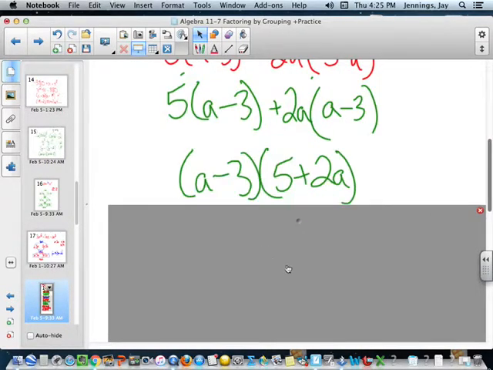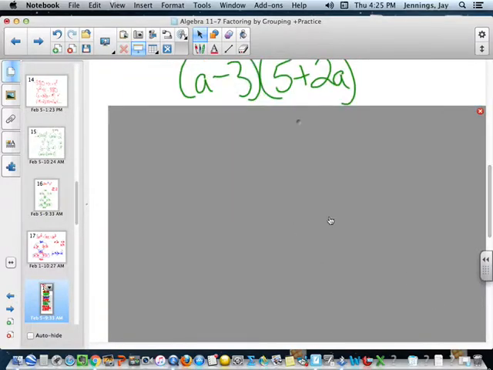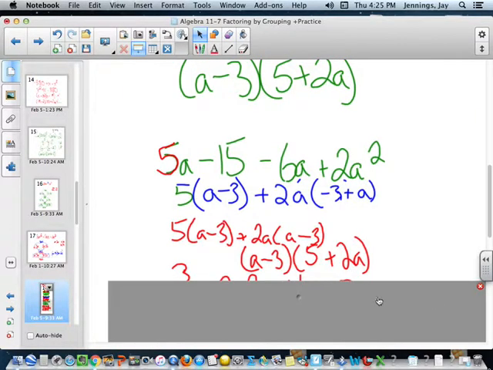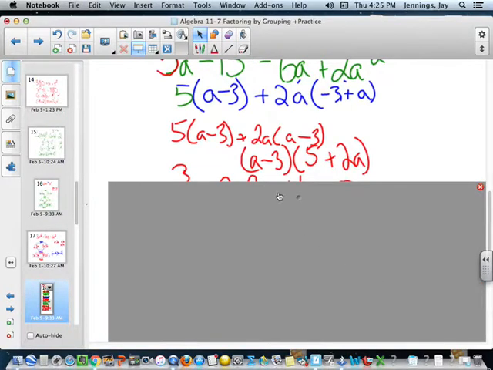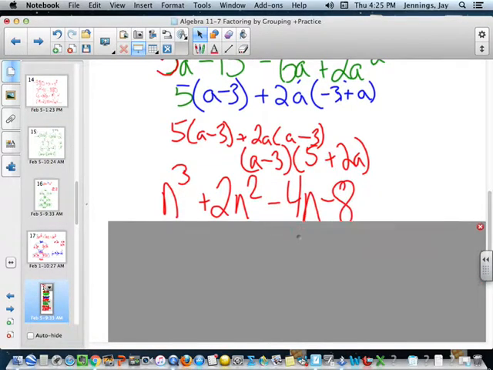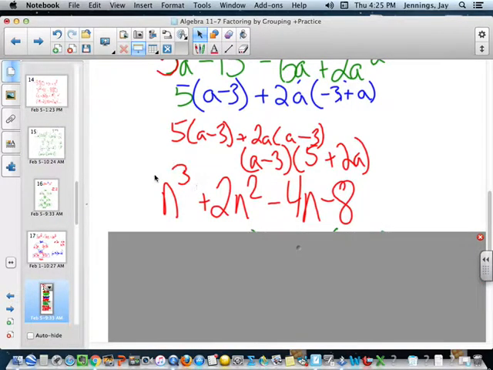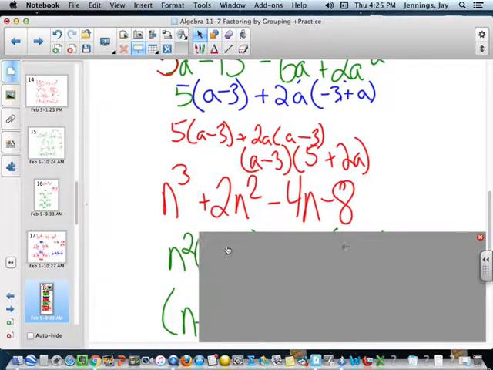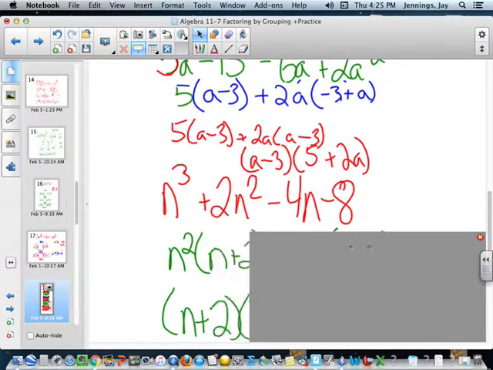Now one of the trickier types is one that we're going to do next, right here. So again, you look at this is 4 terms. We factor the first 2. There's an n squared that they have in common, so you factor out an n squared, and you're left with, that's right, an n plus 2.